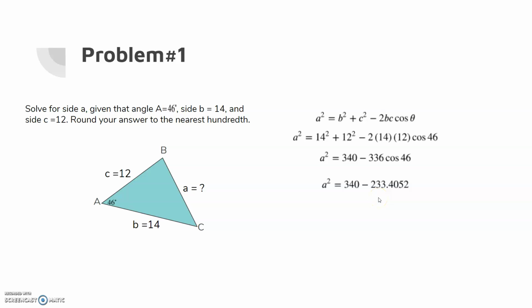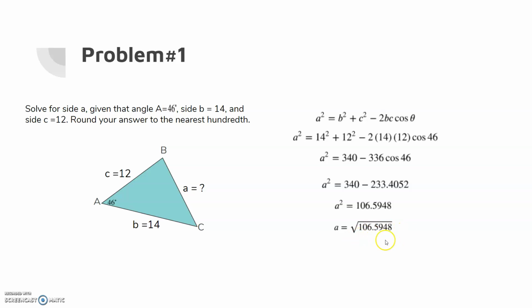And subtracting 233.4052 from 340, we can get 106.5948. And to get rid of this power of 2 here, we can square root both sides to get a is equal to square root of 106.5948.